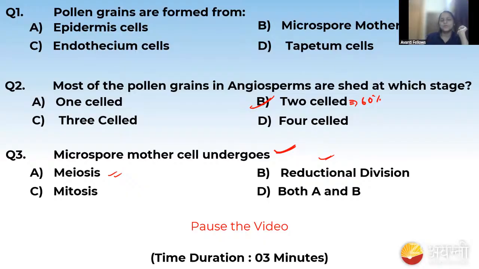So many students are giving the correct answer. Yes, guys, it is both A and B. That's why you have to see the question correctly, see the options correctly, and then answer. See here, they want to make you confused, right? So that's why they have given meiosis also, reductional division also. Meiosis and reductional division are the same, right? And mitosis and equational division are the same. So that's why both A and B is correct, guys. Yes, Babu. Correct. Fine.